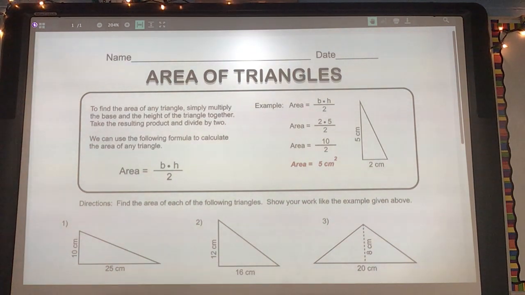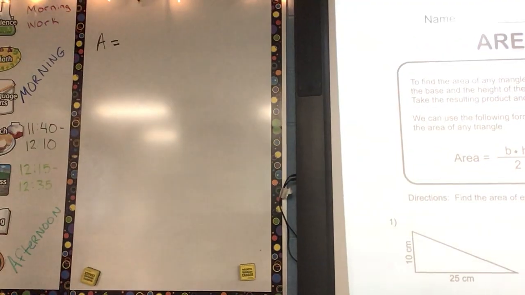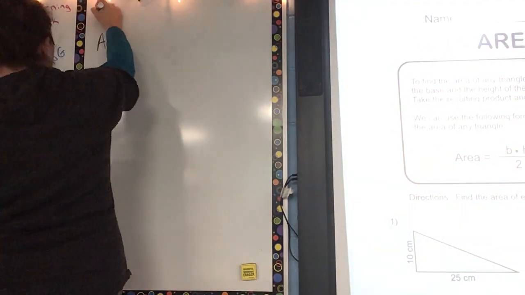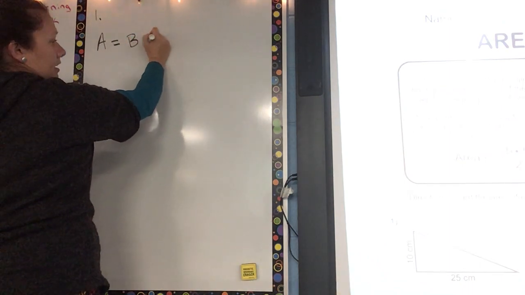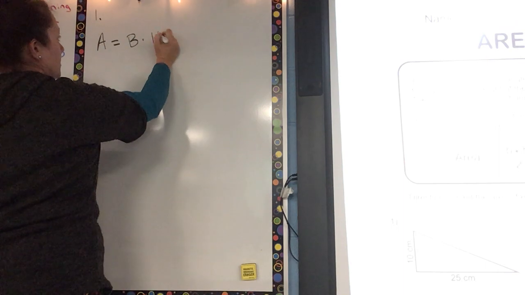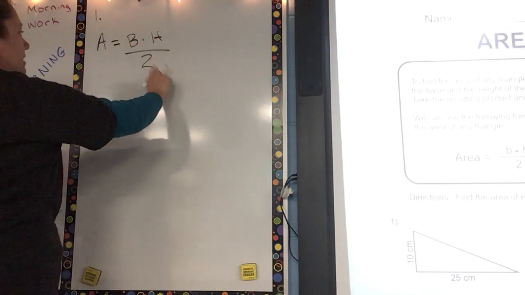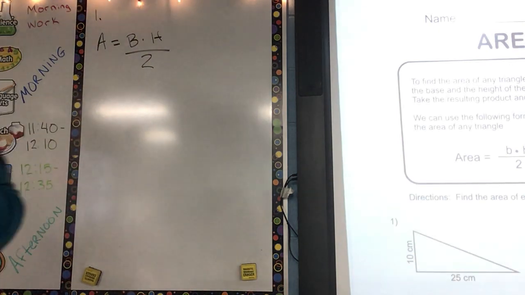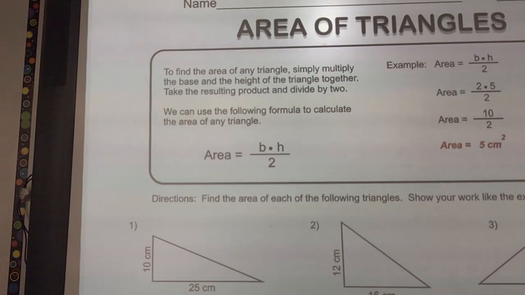Let's always write our formula out so I know where to plug in my numbers. So number 1, if I write it on the board, you are writing it in your math notebook. Area equals base times height divided by 2. All right, number 1. What is my base for number 1?